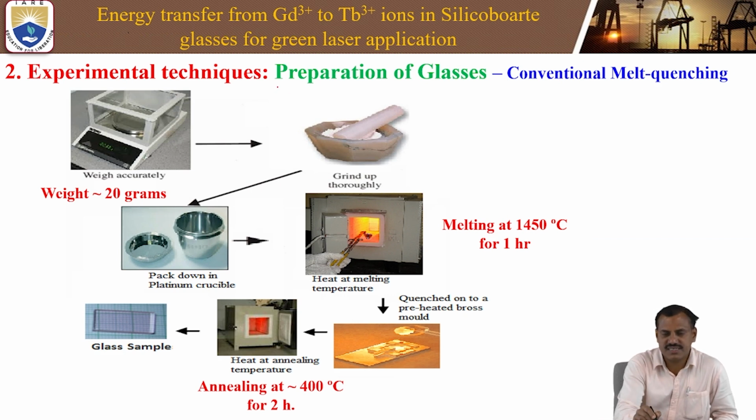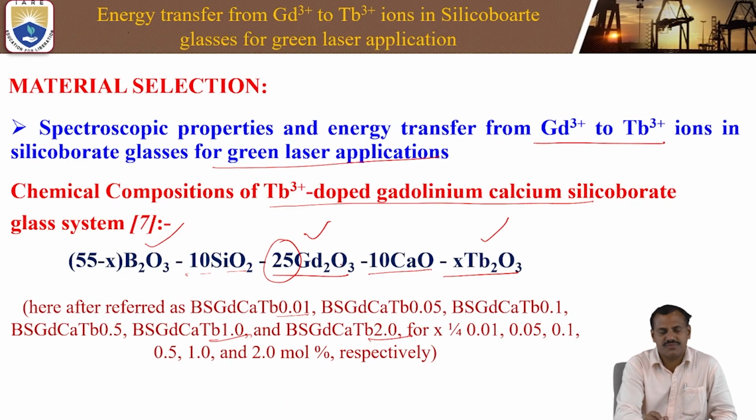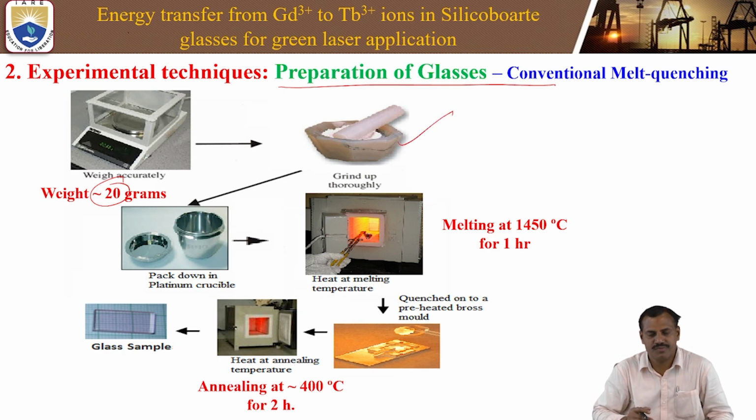The experimental technique is the preparation of glasses. We prepared them by the conventional melt quenching technique. With the above mentioned compositions, that is 55 minus X, 10, 25, 10 mole percent, we take the chemicals to the electrical furnace. First, you need to weigh the total chemical composition. The total weight should be 20 grams. After weighing the chemicals, we put them into an agate mortar and mechanically crush and grind them thoroughly into fine powder.